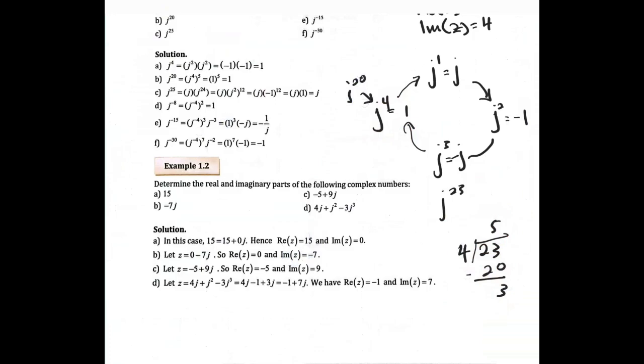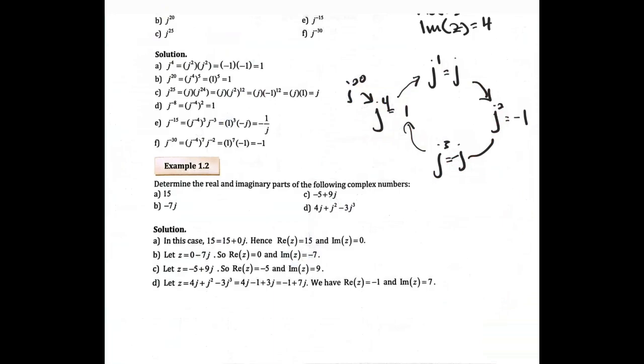So how do we figure out the actual value for this question? With the remainder of 3, you should have the 21, 22, 23. So j^23 should give you negative j. So j^23 is equal to negative j. Let's try to look at another one.